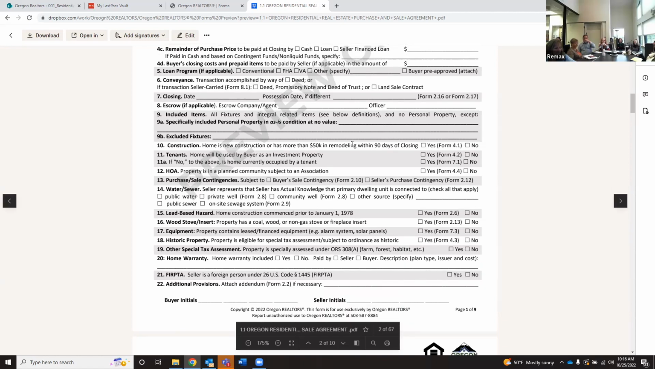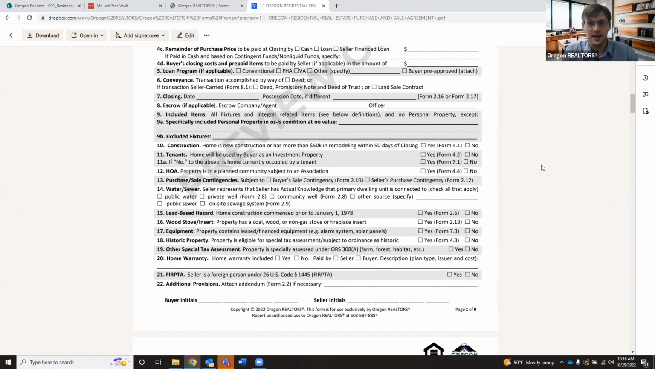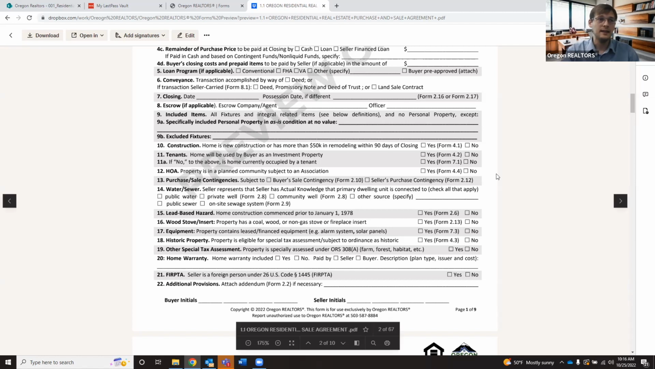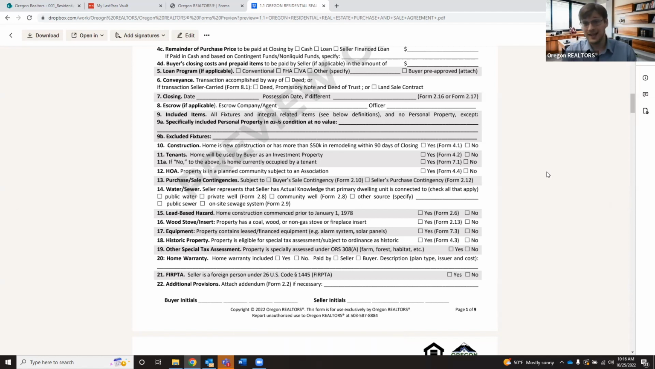We've got various other check boxes. In these, you'll note if you ever check yes, it says form 4.1 for a new construction. That's a new construction addendum. So if you check yes and it says form such and such afterwards, you're supposed to attach that form. We're working with the technology to try and get those automatically attached. If you're filling it out in the software and you check the yes box, it will add that form to the end of your digital document for the transaction. We'd like that to be the case.